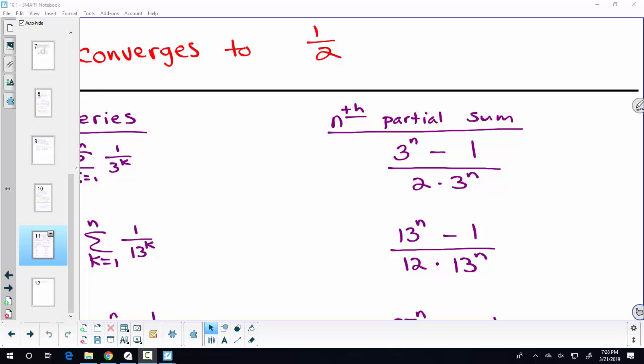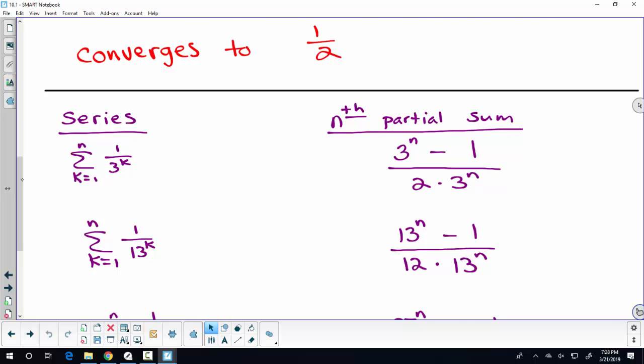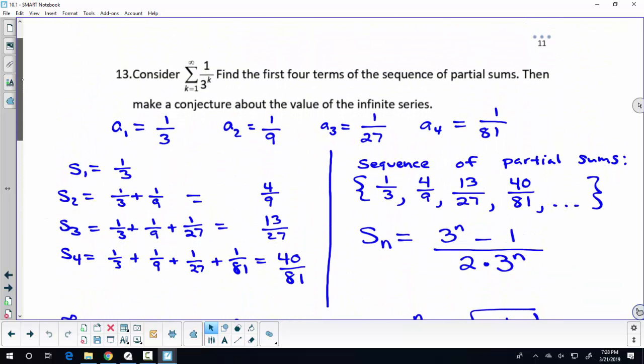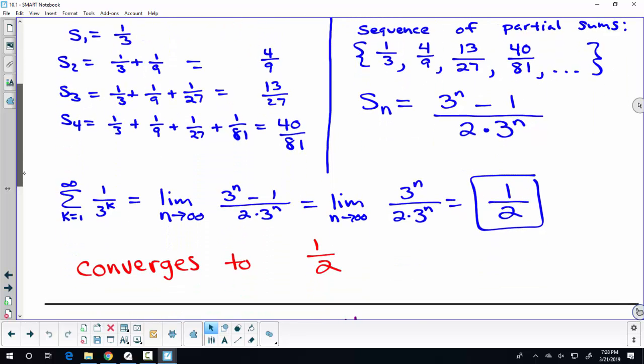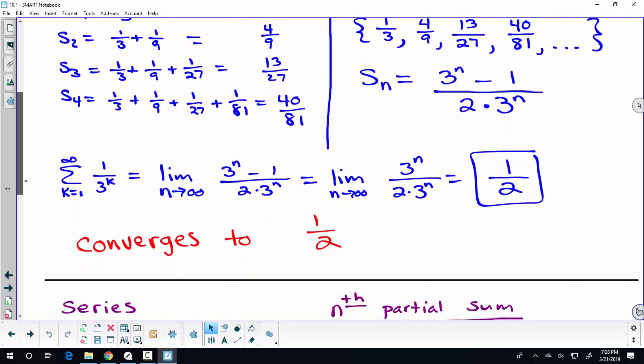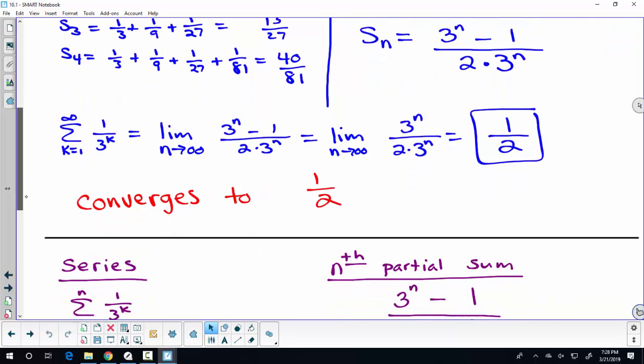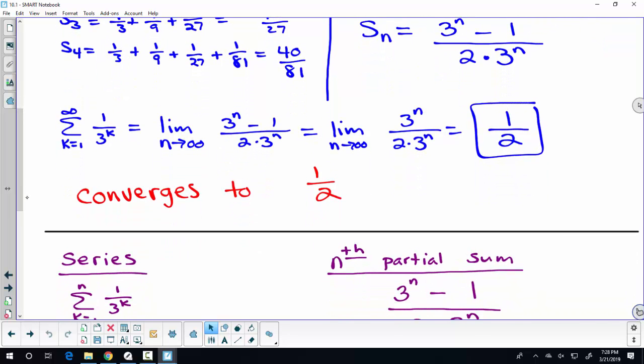Wanted to cover. Were there any questions on this last example? It was the infinite sum of 1 over 3 to the k. And what we did, we looked at the first couple of terms, generated a sequence of partial sums, and then we came up with a formula for the nth partial sum and said that the sum of the infinite series is the limit of the nth partial sum. Okay, when we came up with 1/2. Were there any questions about that?